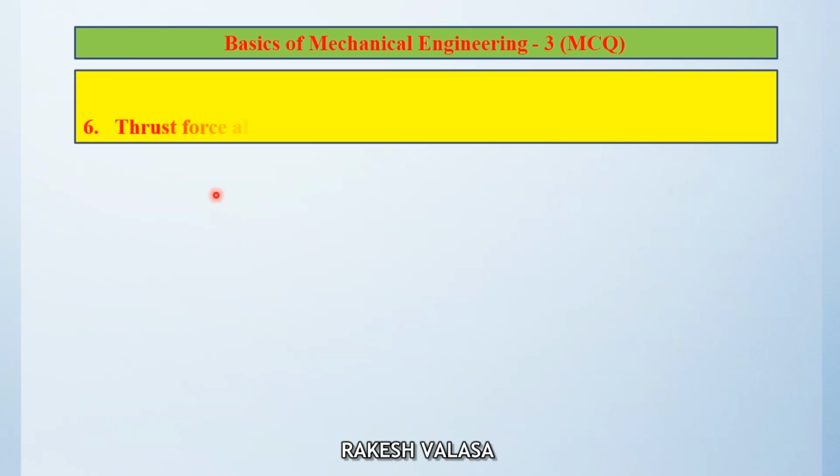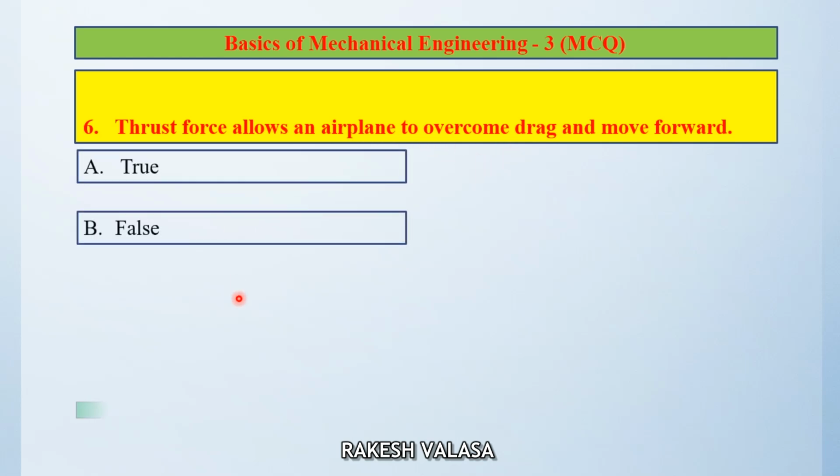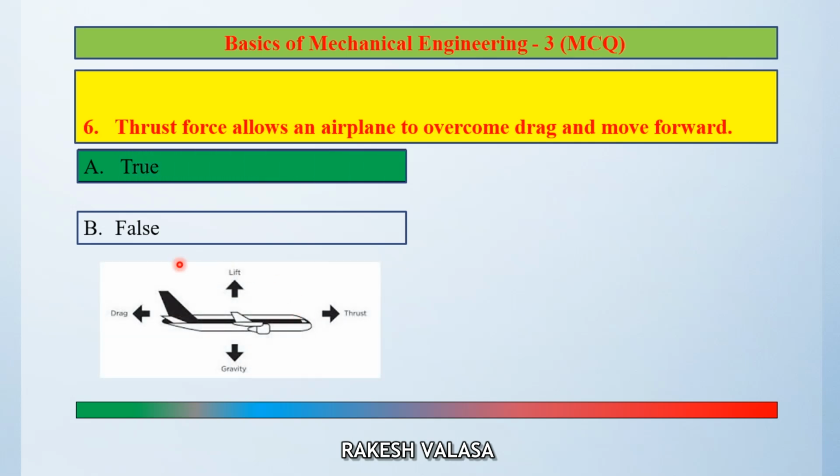Question number 6. Thrust force allows an aeroplane to overcome drag and move forward. Option A true, option B false. The correct answer is option A true. You can see this aeroplane figure. Let us see the explanation.